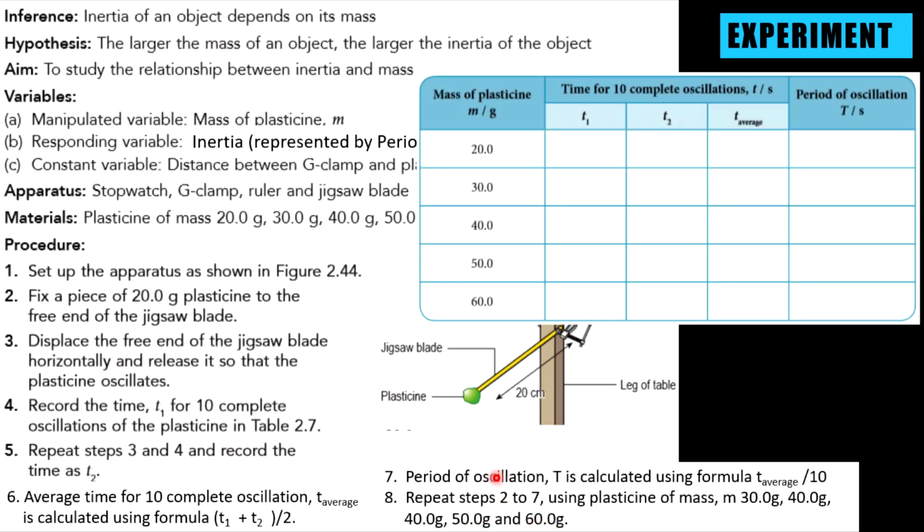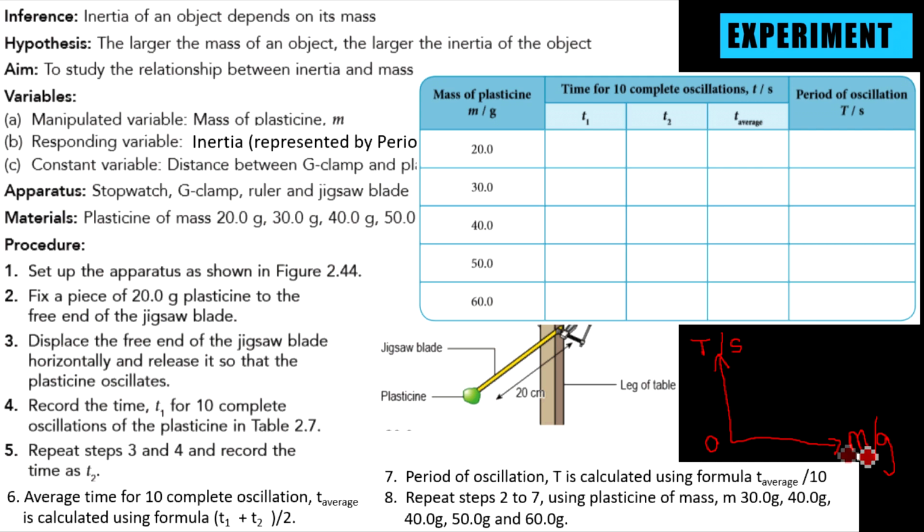And this will be the table. The mass of the plasticine, time taken for 10 complete oscillations, you have your T1, T2, and T average. Then you calculate the period of oscillation, where the period of oscillation is T average divided by 10. You get this. Then you need to plot a graph of T against m.